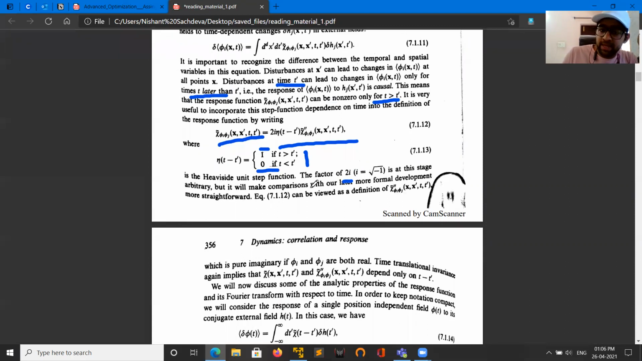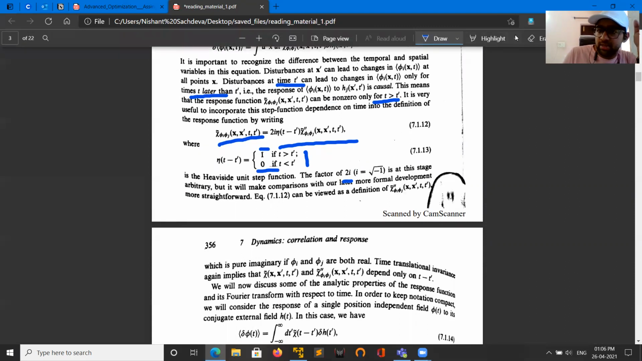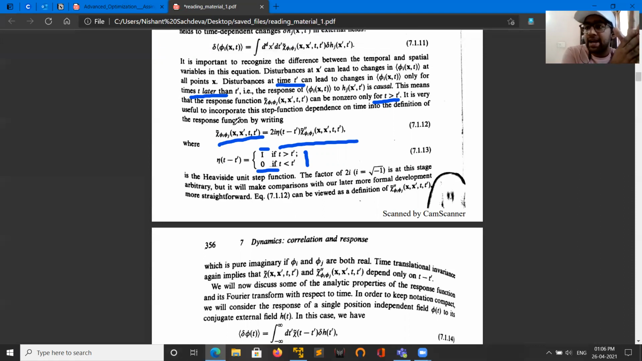But it will make our comparisons with our later, more formal development more straightforward. Basically, this is a mathematical convenience. We will be dealing with equations which are far more complex than this particular one, and we will need to have some mathematical factors which make our work easier. So that's basically what we're doing here.